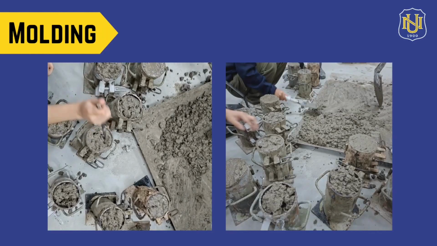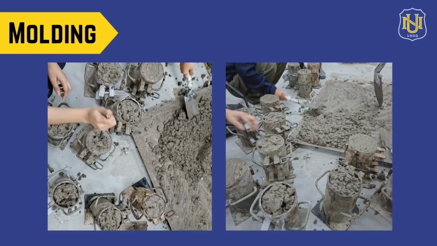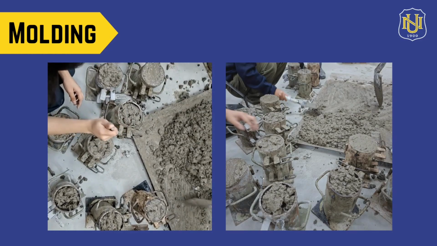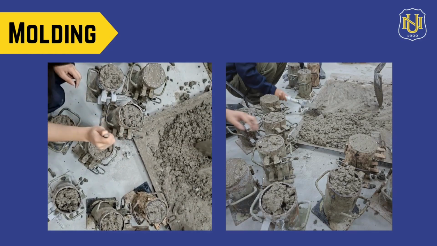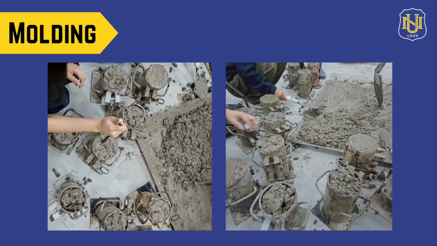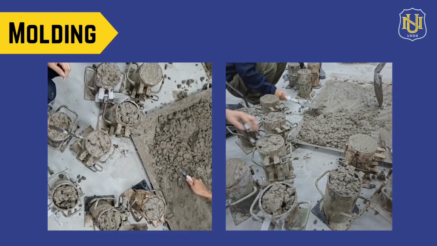Before casting, the inner surfaces of the cylindrical molds were greased to prevent concrete adhesion. The concrete mixtures were poured into the molds in 3 layers, and each layer was compacted using 25 tamping strokes. The top surface was then leveled to produce a smooth finish.